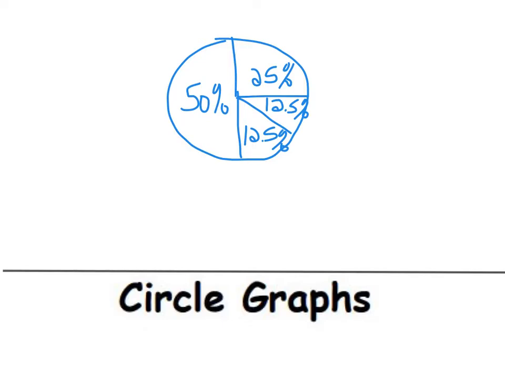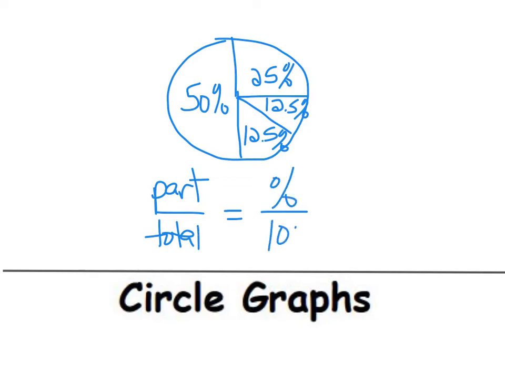And then I want you to write the actual equation that we're going to be using. So we're going to put part over total, and then you're going to put your percent over 100. So basically when they're giving you a circle graph, they're going to give you the total, and then they're going to give you the percentages in the circle. And then you just answer the question based on that. So go ahead and do that, and then we'll start filling in the inside.